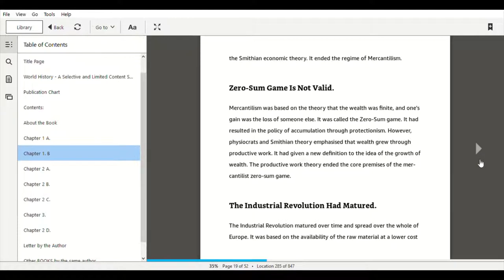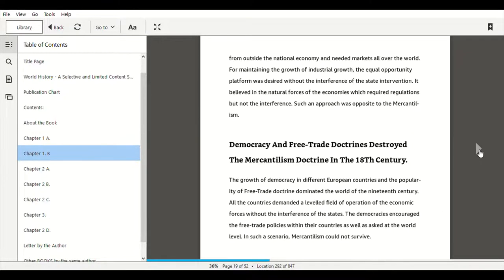Now, this is the point which I have again taken from the study of history of economics. This point is generally discussed by the Faculty of Economics and Commerce. I have brought it into my book. And the Industrial Revolution had matured. This is the point which you will find in other books also.